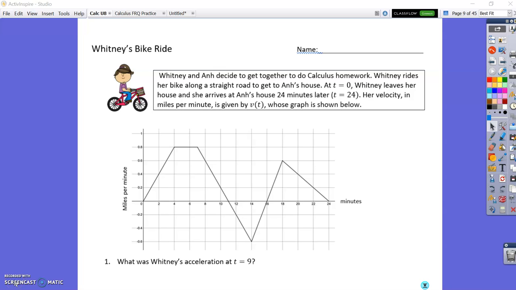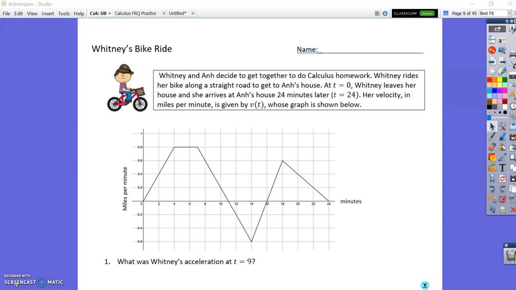Well, hello everybody. We're going to be talking about Whitney's bike ride, and our goal here is to connect position, velocity, and acceleration, which we already know quite a bit about using integration. So here we have a picture of Whitney's bike ride.